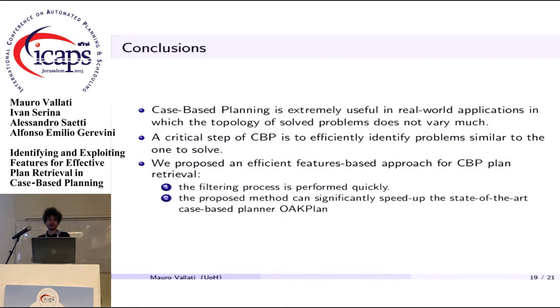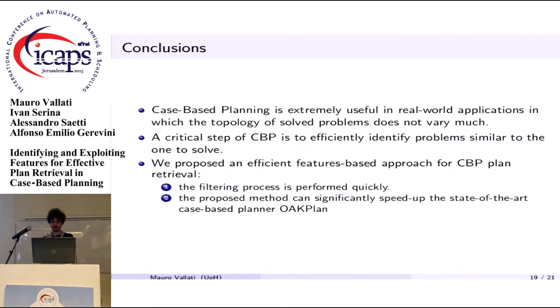So what can we say? In conclusion, case-based planning is extremely useful in real-world applications in which the topology of solved problems does not vary much. But the critical step is to deal with plan retrieval. And so what we did in this work, we proposed an efficient feature-based approach, and we observed that the filtering process is performed quickly, and that the proposed method can significantly speed up the state-of-the-art case-based planner, OAKPlan.